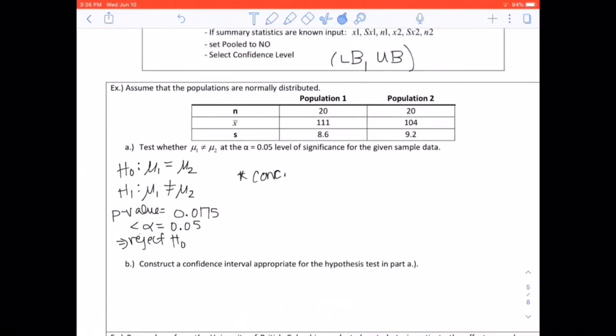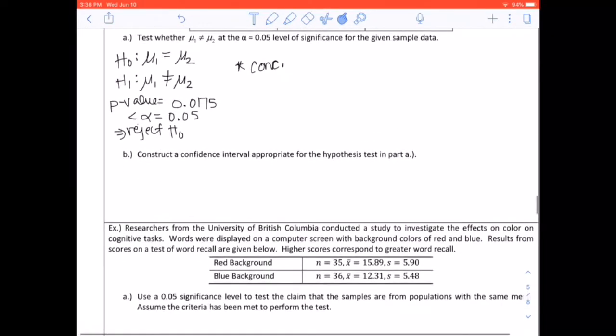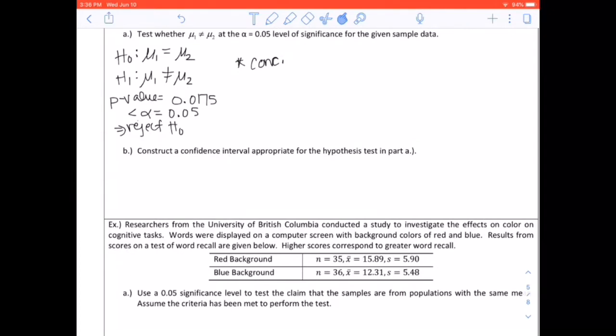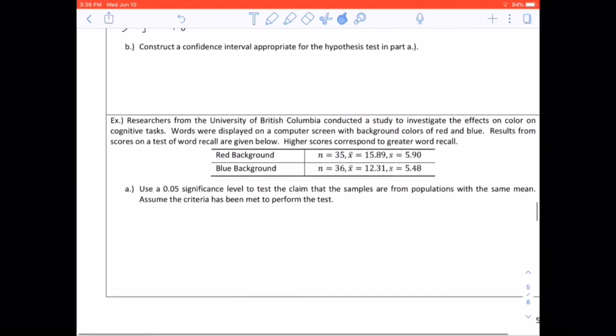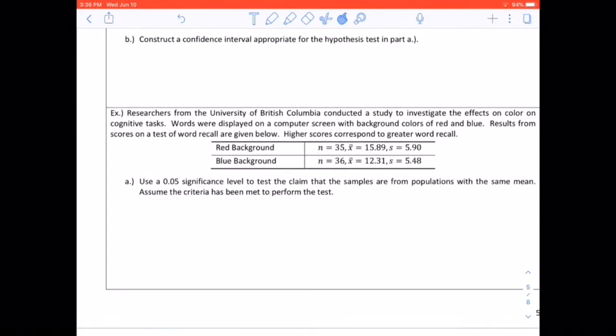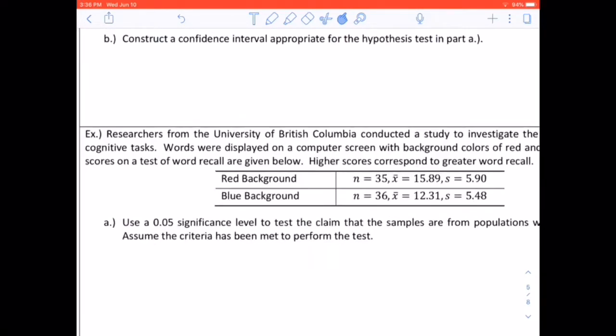Part B says to construct a confidence interval appropriate for the hypothesis test in part A. So in order to do this, we're going to go ahead and sketch our normal curve.